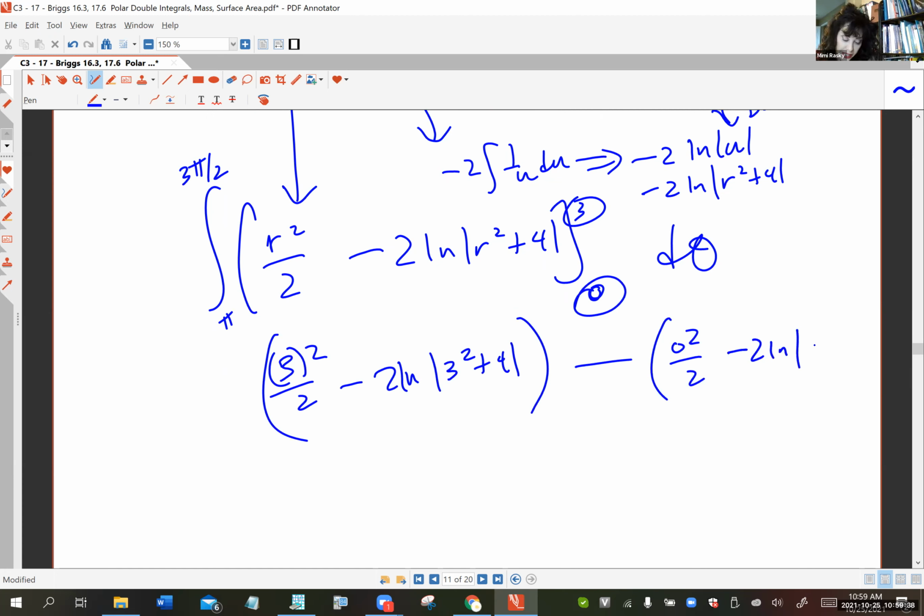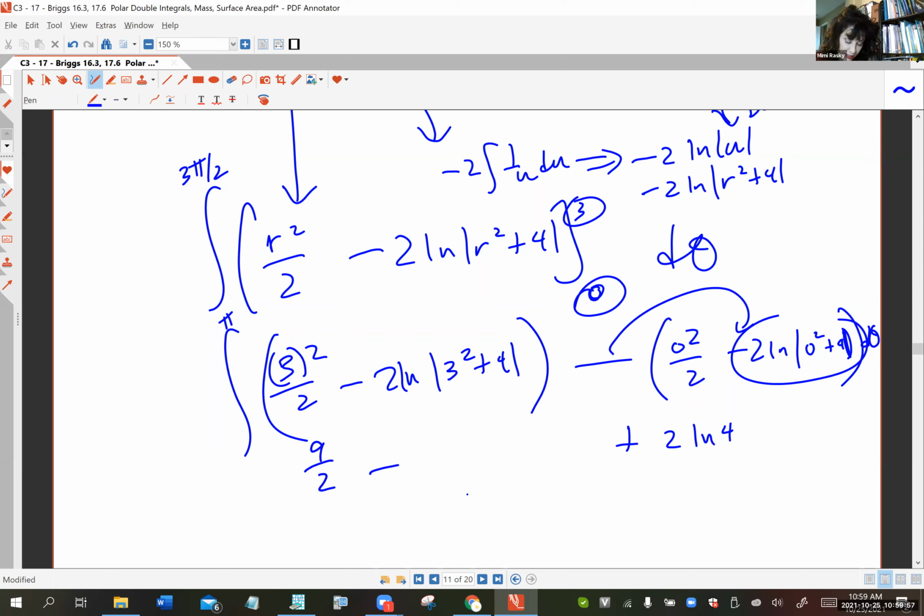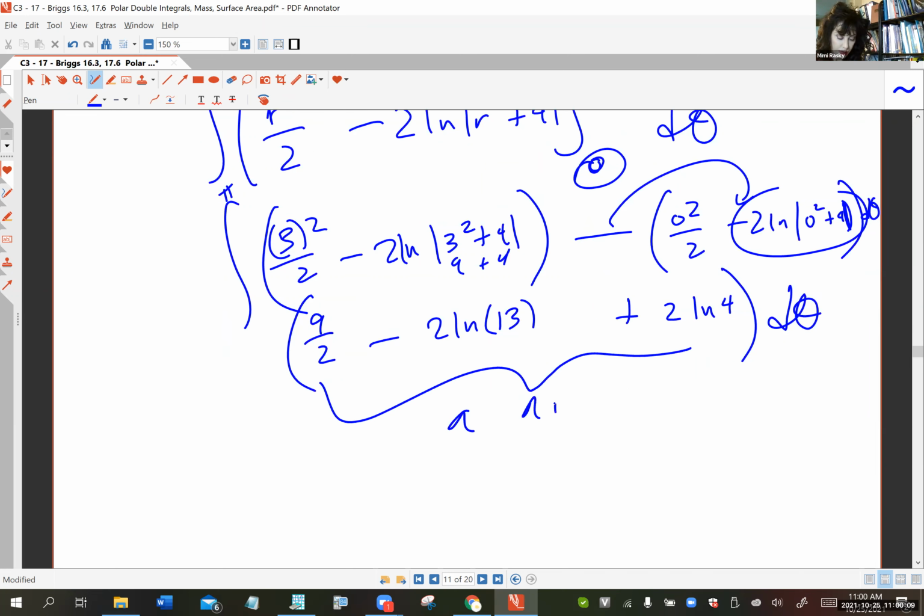Be careful, because even though r squared over 2 will in fact go to 0, the rest of it won't. Because this logarithm, you're going to have a minus minus here, which looks like it's going to be plus 2 ln of 4 there. And then you also have a 9/2 minus 2 ln of 9 plus 4, which is 13. That's kind of weird. And this is just one big old yucky number. This is just a number. Now I'm going to do a little bit of stuff here on the side.